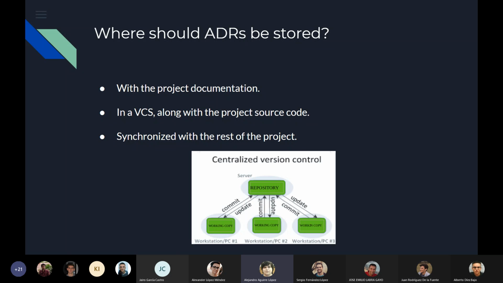So where should the ADRs be stored? They're part of the project documentation, so they can be stored in the same directories as the rest of the documentation. And as they are just text files, we can also keep them in a version control system like Git, along with the project source code. This way we can follow the same workflow as with the rest of the project, like version history, pull requests, issues, etc. Additionally, they will be synchronized with the rest of the project, and the commit history can provide us an overview of the context in which the ADR was made.